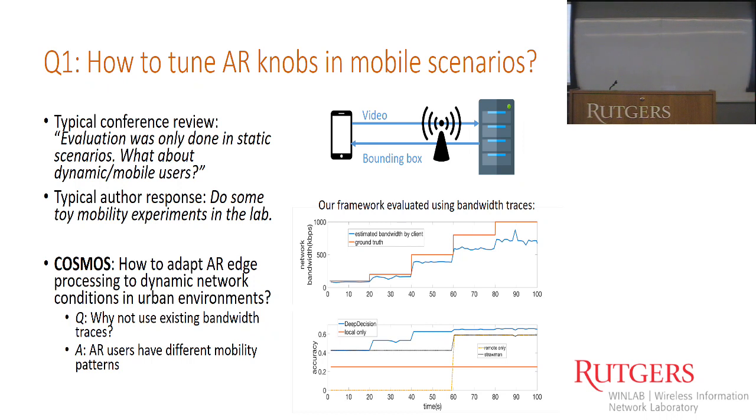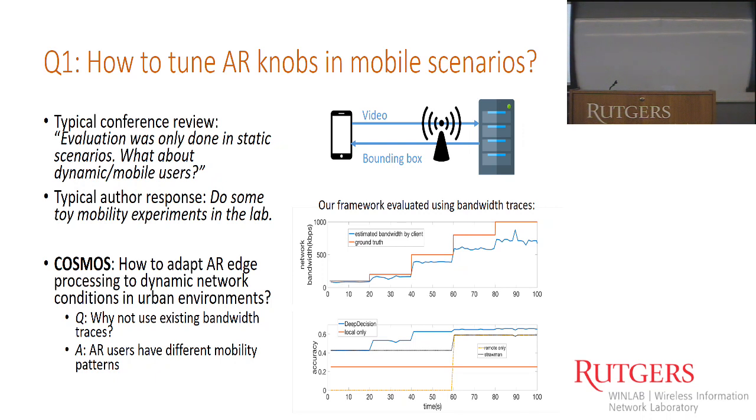So what I was thinking is, for Cosmos, because a key constraint of our optimization problem is the network conditions, how well does that work in an actual urban environment? So if you walk around and you have different kinds of bandwidth and latency and loss rates in an urban environment, is our system able to adapt to that in real time and still provide a good latency?